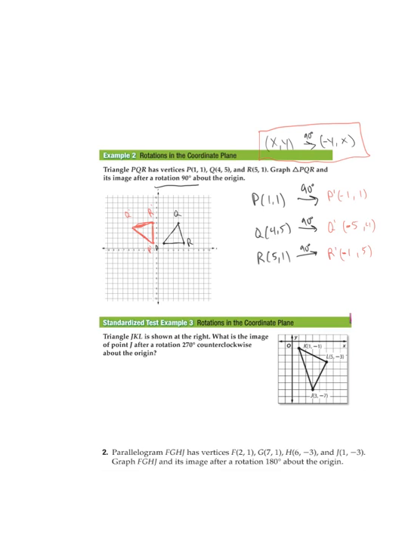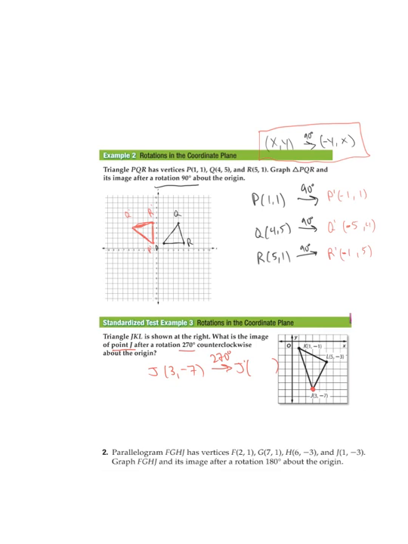Okay, triangle JKL is shown at the right. What is the image of point J? So guys, we're focusing on just one point here after a rotation of 270 degrees. So if J is the point (3, -7), okay, we want to rotate it 270 degrees about the origin. The image, or J prime, is going to become what?